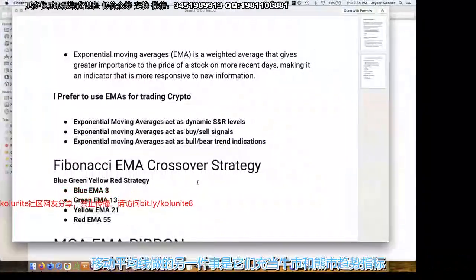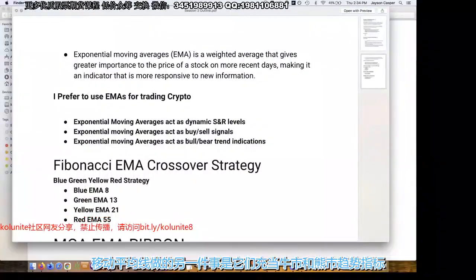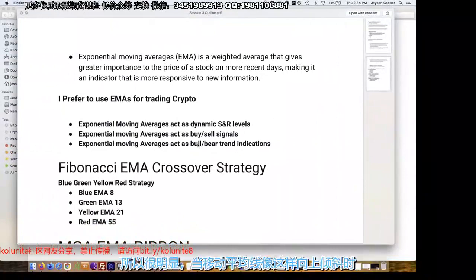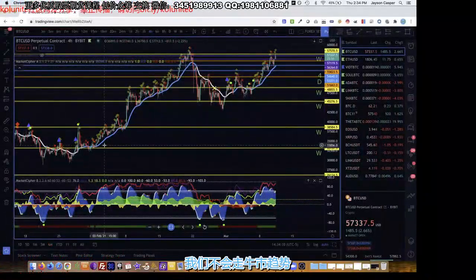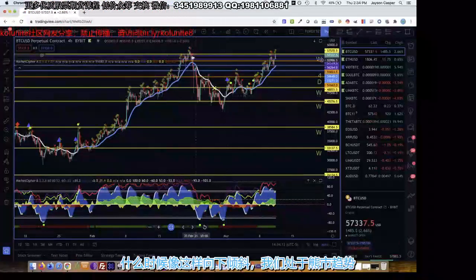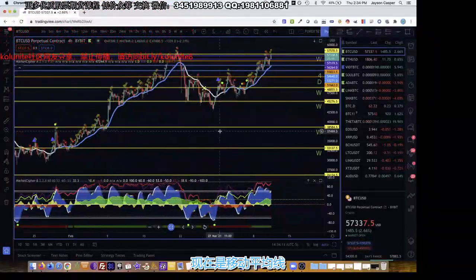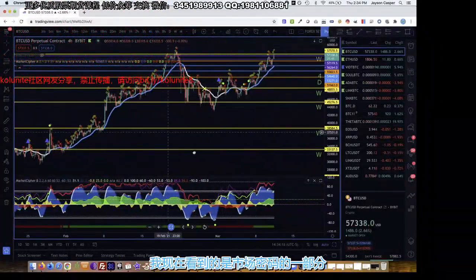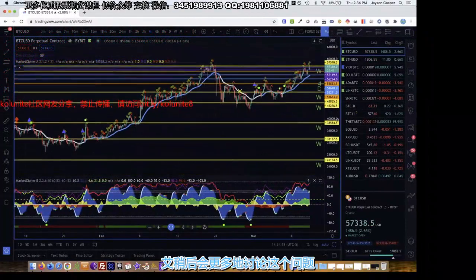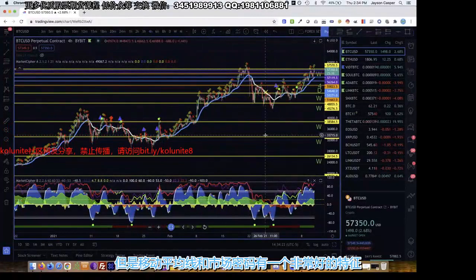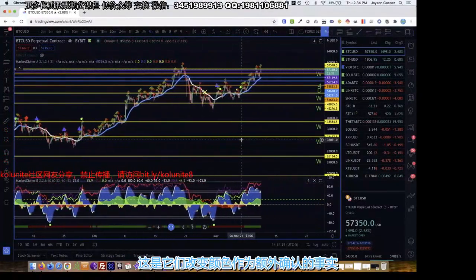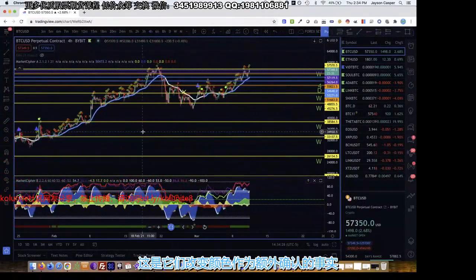Another thing moving averages do, guys, is they act as bull and bear trend indicators. Okay, so obviously when the moving average is angled upward like this, we're in a bull trend. When it's angled downward like this, we're in a bear trend. Now, the moving average I'm looking at right now is part of Market Cipher A. I'm going to get into this more later, but there's a really nice feature about the moving averages in Market Cipher A, which is the fact that they change color as added confirmation.